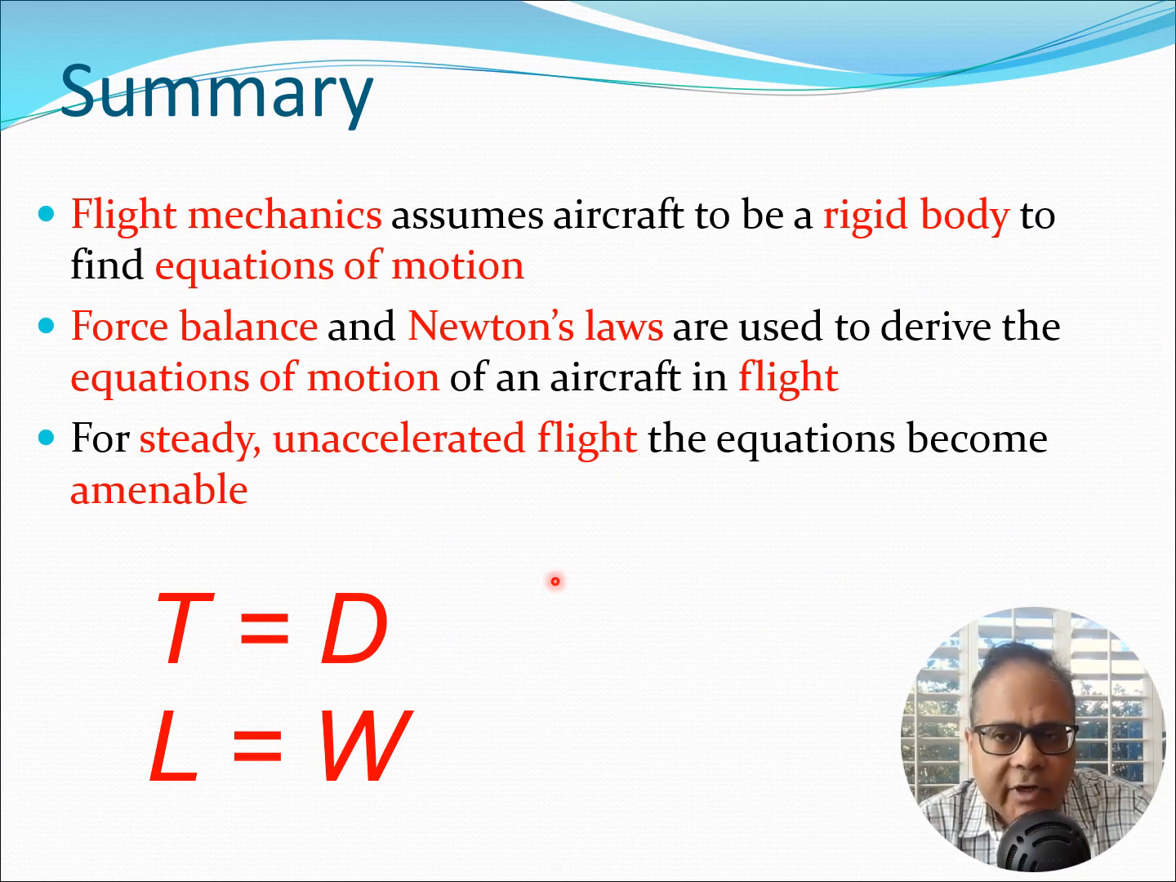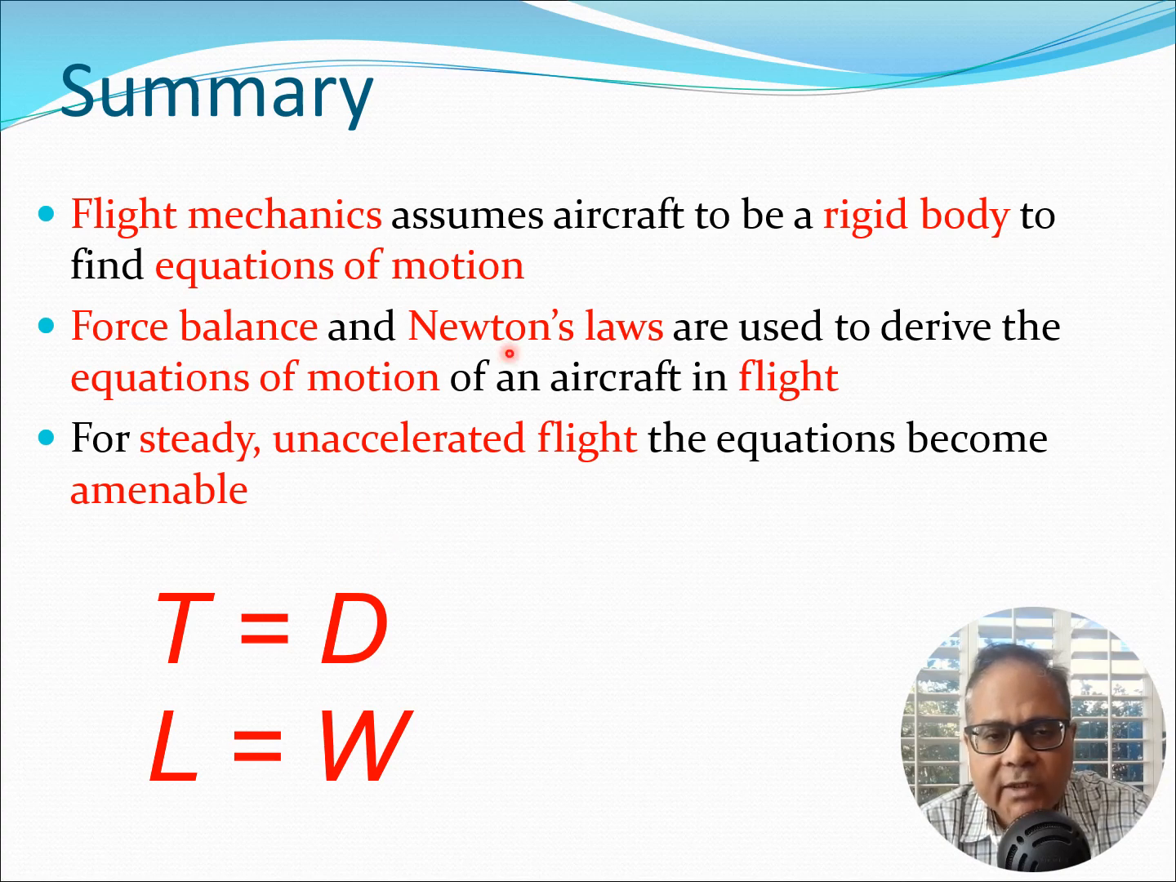So let's summarize this lecture today. The summary is that flight mechanics will presume aircraft to be a rigid body to find equations of motion. Now this of course is a first level approximation which is pretty good for performance, but of course you can presume the aircraft to be a flexible body and derive the equations. You will get much more complex equations and you will get much more complex solutions, but the basic physics can often be captured by this rigid body model. That's why it is pretty widely used.